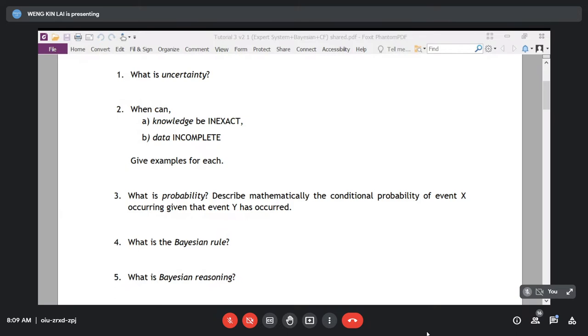Bayesian rule, of course, you can also talk about it, but I think it's not required to give a history of the Bayesian rule. I think it's good enough to show mathematically how the Bayesian rule is defined. So it's a way of calculating the conditional probability that event A occurs given that B has occurred, equals to what? So you talk about that aspect of it.